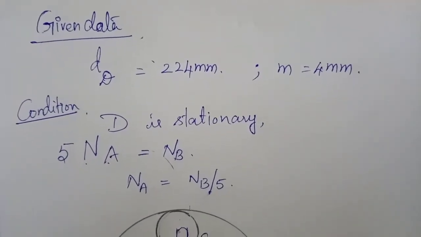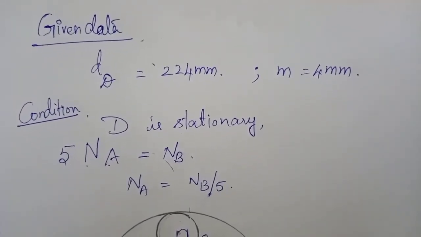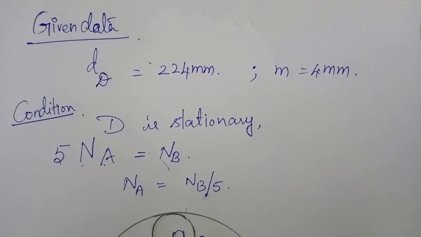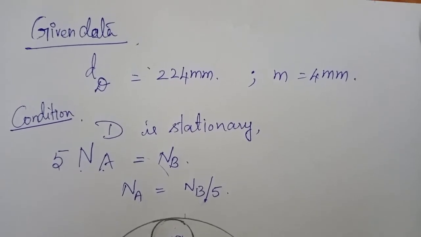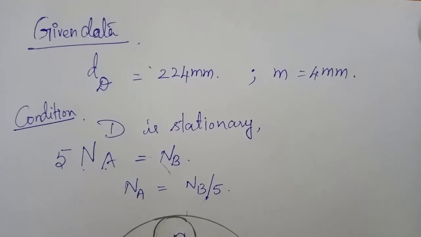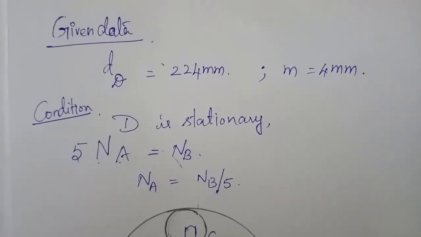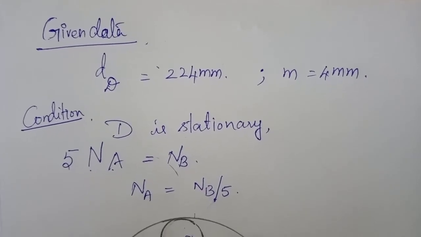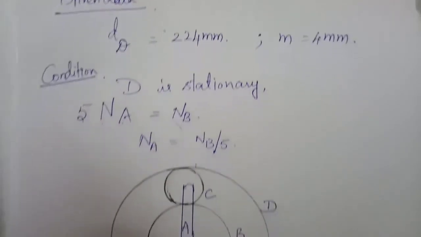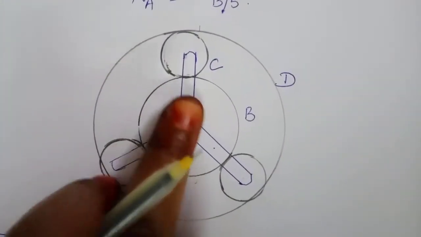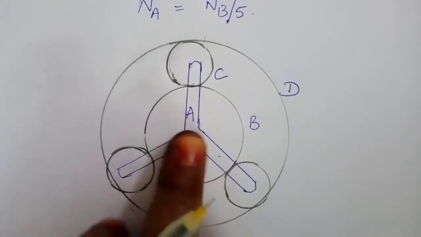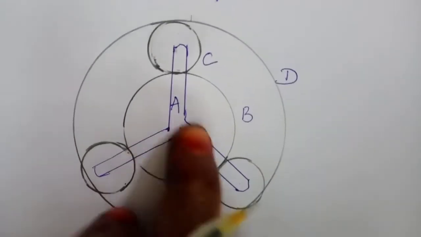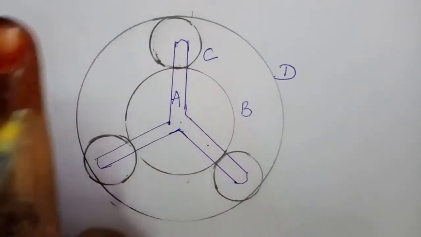So I'll repeat the question. The sun wheel is to make one revolution. D is stationary. The spider A, which carries 3 planet wheels C of equal size, is to make one revolution in the same sense as the sun wheel B for every 5 revolutions of the driving spindle carrying the sun wheel B. So driving spindle is nothing but, this is your driving spindle. If the spindle makes 5 revolutions, the sun wheel makes 1 revolution.